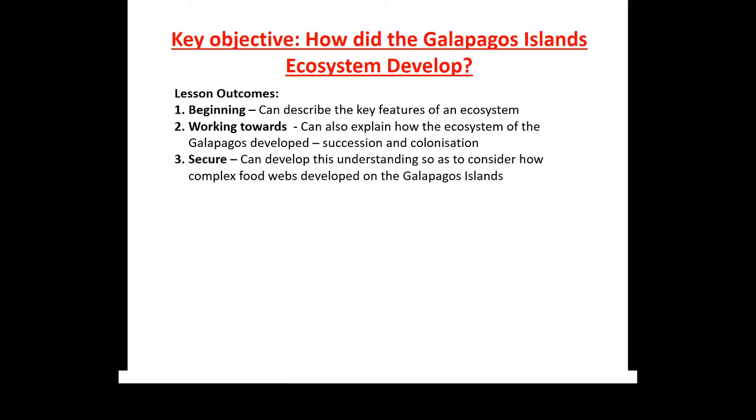To be secure today, I'd like you to think about how succession and colonisation has led to the formation of complex food webs on the Galapagos Islands, so how they all interact together. And to be mastered, can you evaluate the impacts of any changes to food webs on the Galapagos Islands? What would happen if something changed?